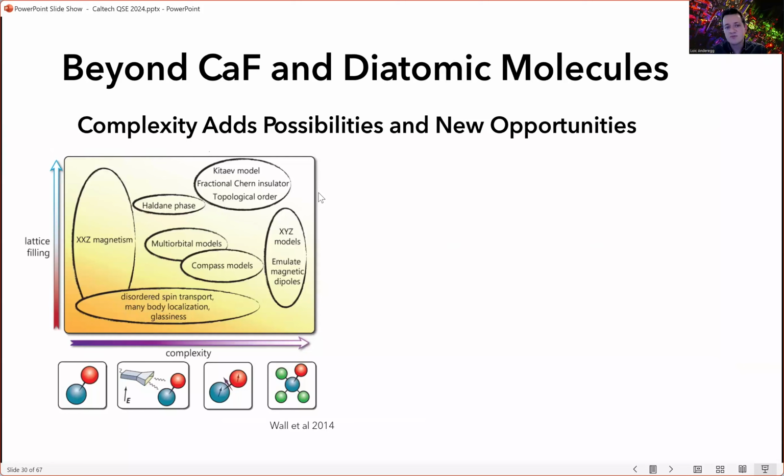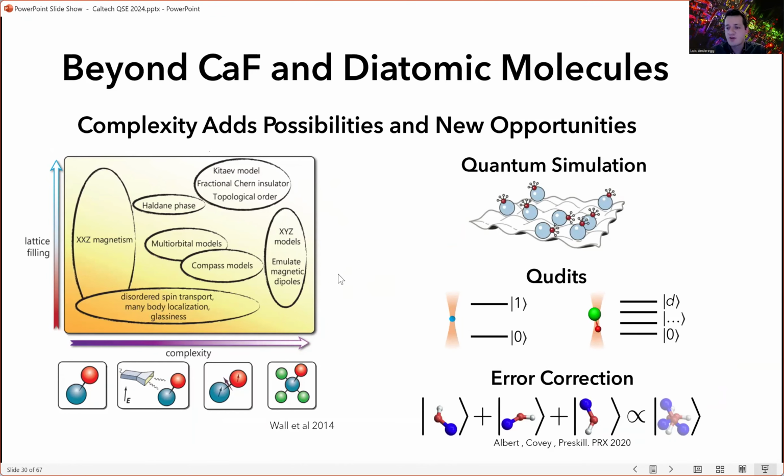Now, what if we want to move beyond the diatomic molecule, beyond calcium fluoride? There's a few reasons you might want to do this, and I think it's well summarized by this figure here. The basic idea is that as you add complexity to your system, you also add new opportunities and new possibilities. Whether it be for quantum simulation, as is shown here, or for example, using these as qubits or new ideas for quantum error correction.